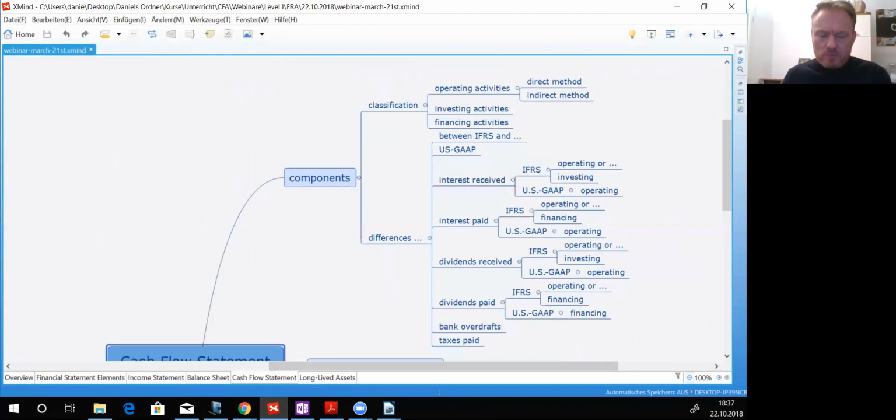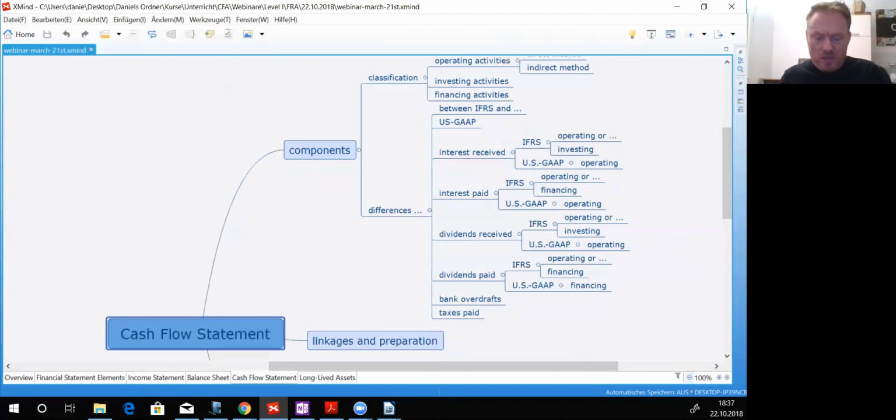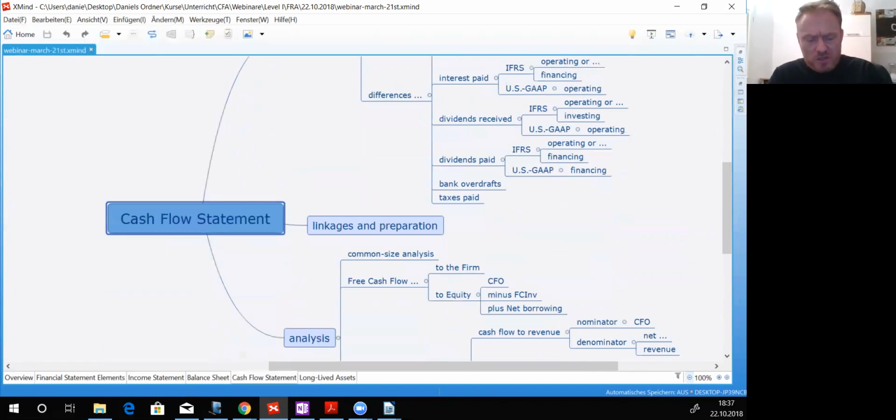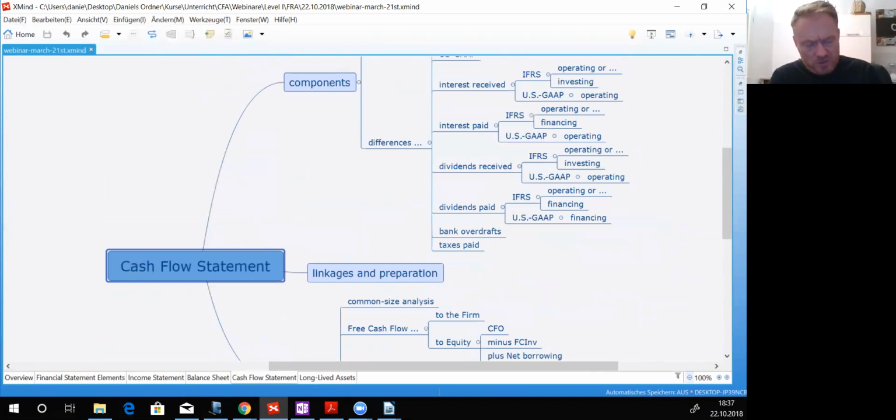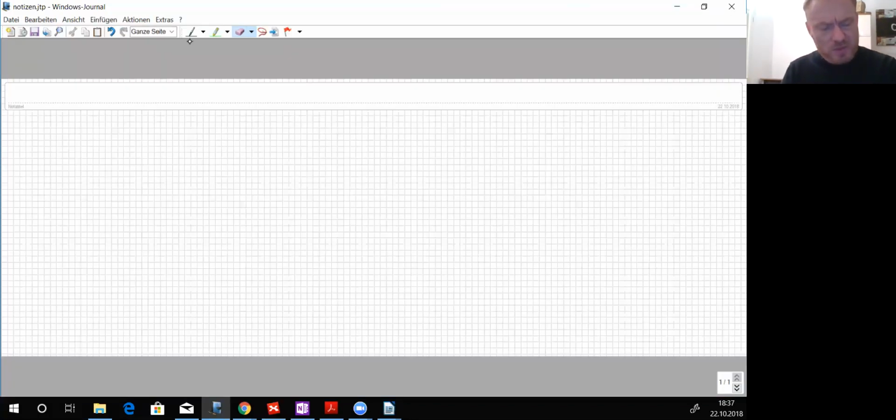First, there are operating activities, investing activities, and financing activities. There are differences, of course, between International Financial Reporting Standards and United States generally accepted accounting principles, but those are differences with regard to details. There is, however, a larger thing we need to see, and that is the cash flow statement.